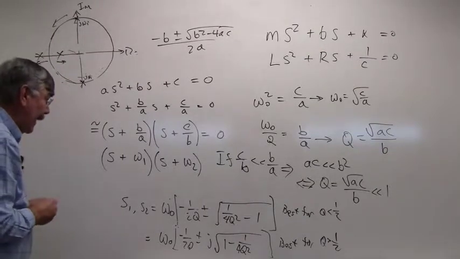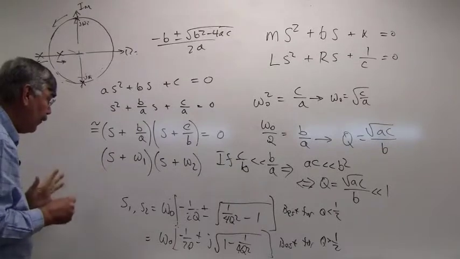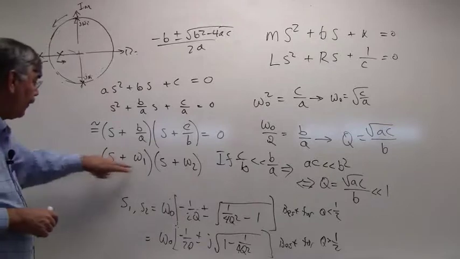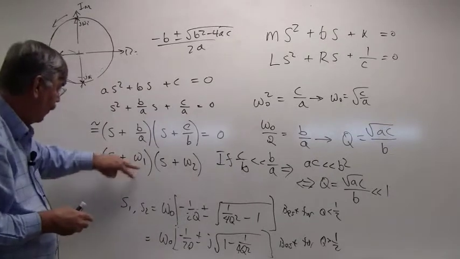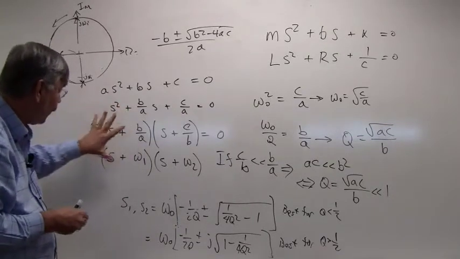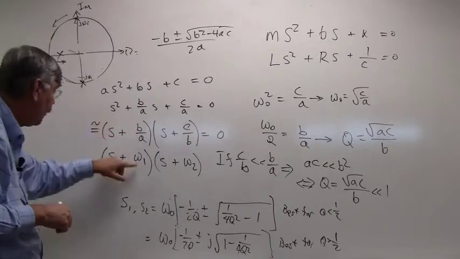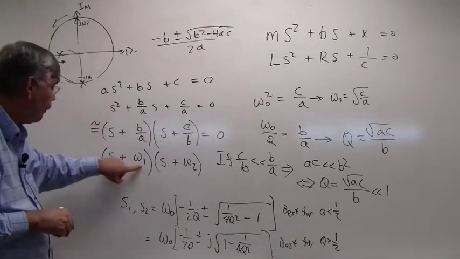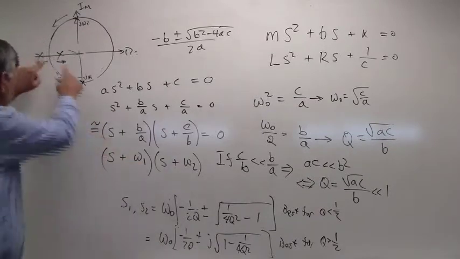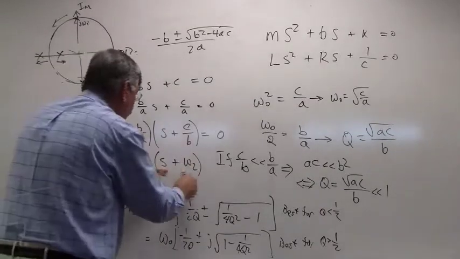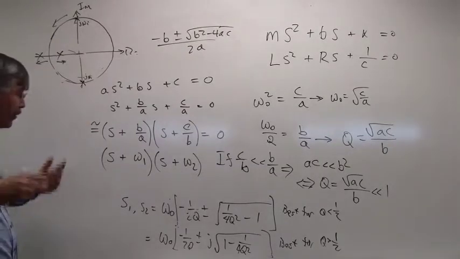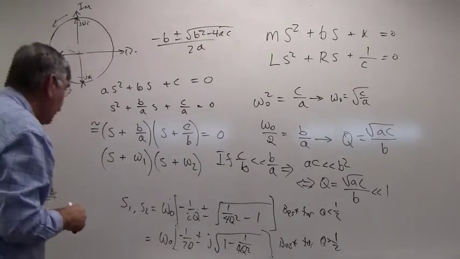Now, these are frequencies. The roots of these things are, and this is only true to the extent that this and this are equal, which is not perfect, but it's very close. And so what we're going to say here is that the root is at s equals minus omega 1, which was in the left half plane, and the other root is at minus omega 2. And one of them is big and one of them is small. We'd have to think about which is which. All right, now we're getting somewhere.